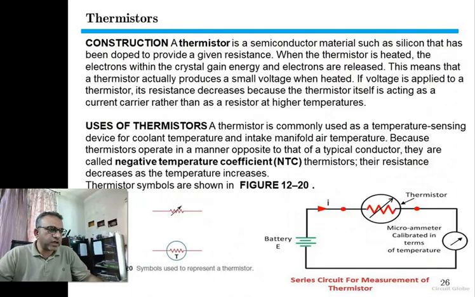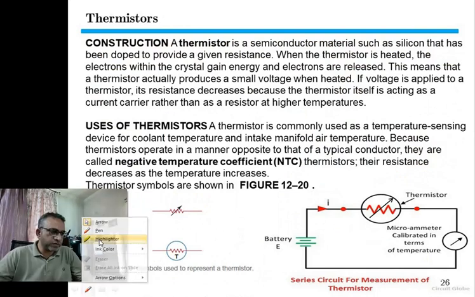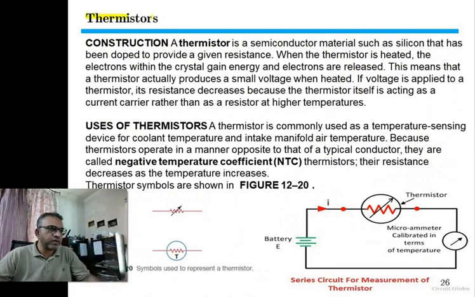Right, the next article is the thermistor. This will be our last article for today. Let us discuss the construction of a thermistor. A thermistor is a semiconductor material such as silicon that has been doped to provide a given resistance. When the thermistor is heated, electrons within the crystal gain energy and electrons are released.